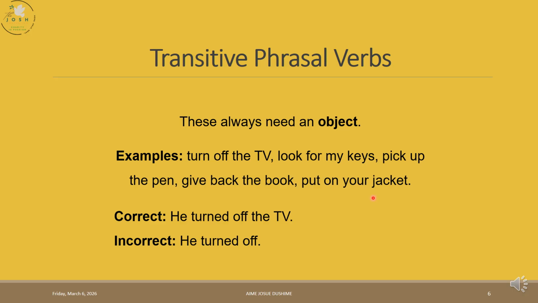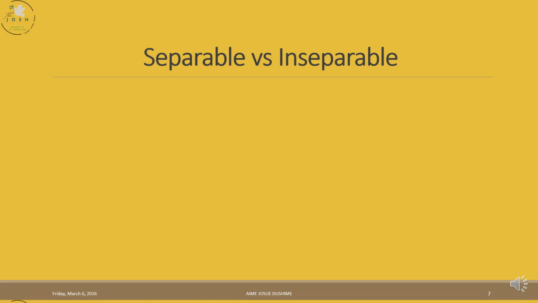I have to add an object to be clear. He turned off the TV. Yes, that's correct because I have put an object, but I cannot say he turned off. You will ask me, he turned off what? You won't be able to understand what he turned off. That's why I say that transitive phrasal verbs always require you to add an object for them to be complete. The action is not complete without the object.